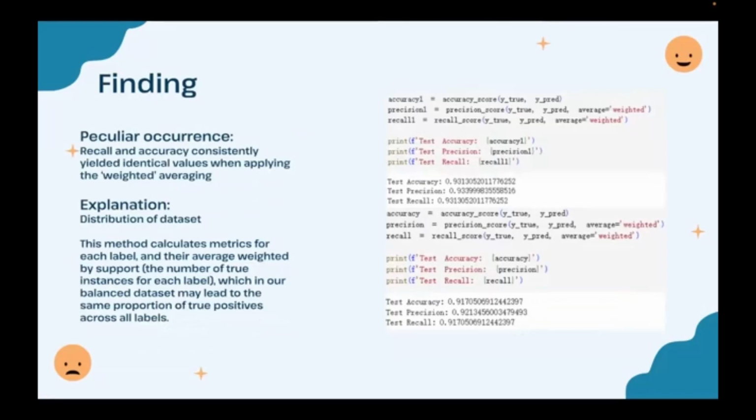During our analysis, we have observed an unusual occurrence where the recall and accuracy values were identical when using the weighted averaging method. This was traced back to the balanced distribution of our dataset, where this method gives a balanced representation of each label's true positives, emphasizing the importance of dataset structure in machine learning outcomes.